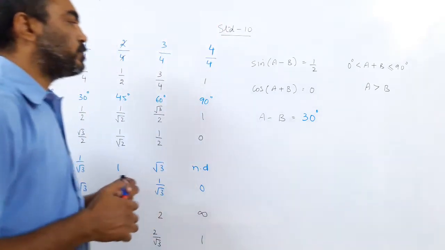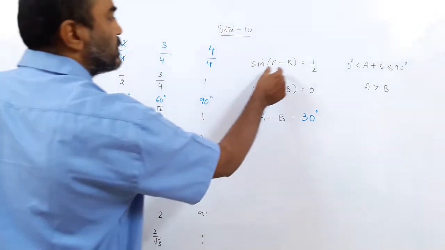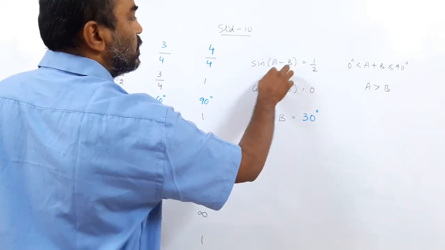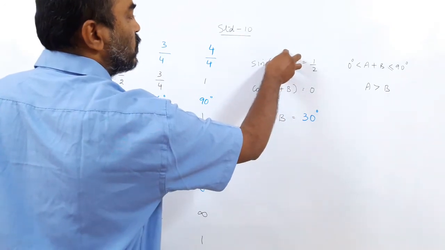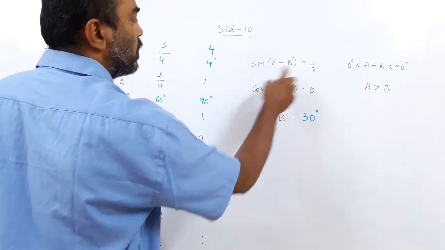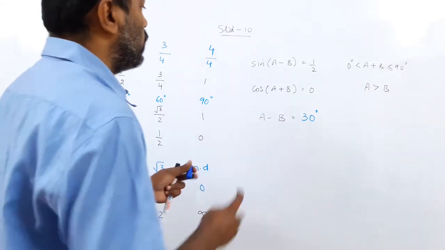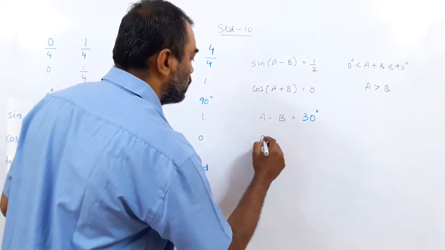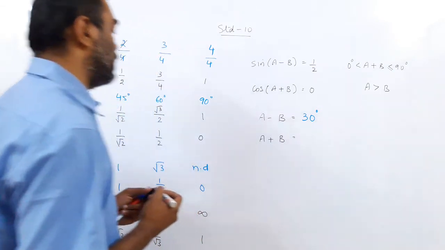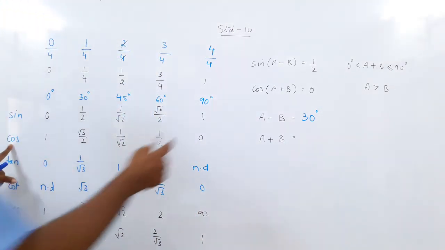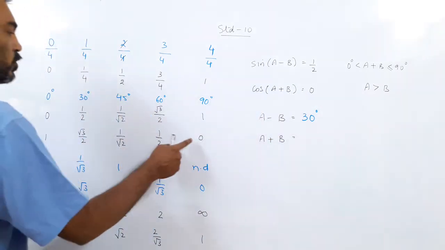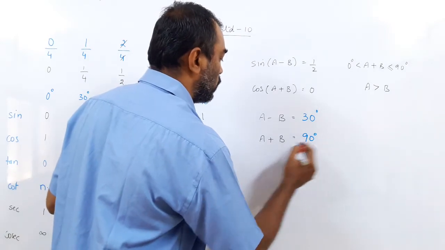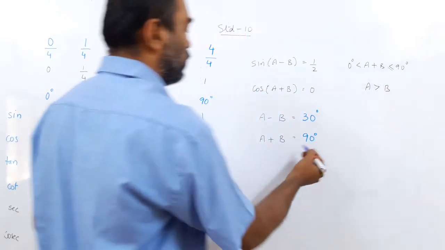Did you follow how? Because we are given sine of A minus B is half. So A minus B is what? This is an angle, one angle minus another angle, but the difference of the angle should be 30 degree, so sine of 30 degree is half. Same way, cos of A plus B is 0. So what is A plus B? For what angle is the cos 0? So cos is 0 for 90 degree. So A plus B is equal to or smaller than 90. So it's equal to 90.